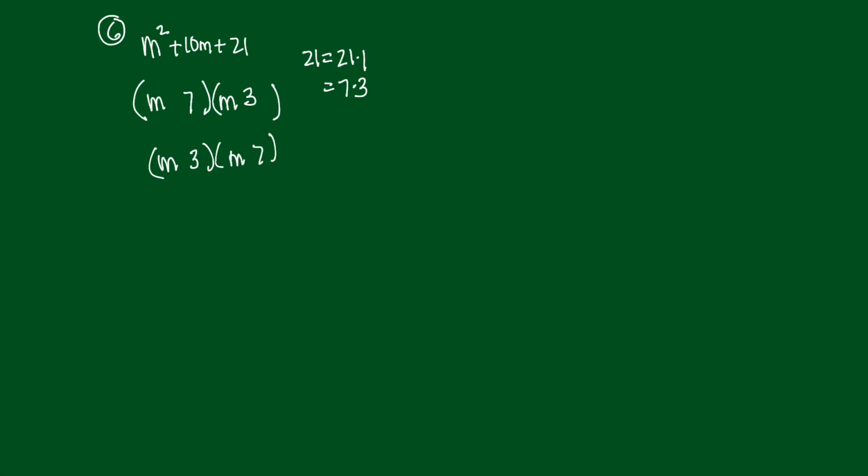But now what sign goes in here? What sign do I put here? Well, look at this. This is positive 21. So they have to have the same sign, right? To multiply two numbers and get a positive, they have to have the same sign, and that sign is going to be plus. So I'm going to put a plus here. Okay, or I could write it this way.